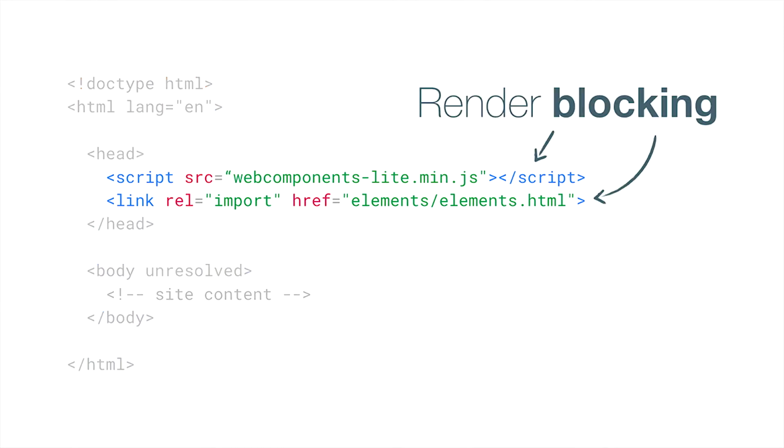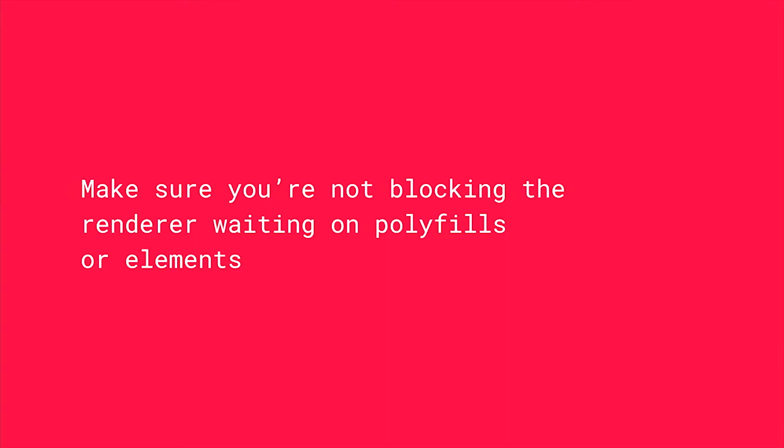But these are also render blocking, right? As most of you know, if you put a script tag in the head, it's just going to hold things up while it's doing its thing. And if you put an import in the head of your document, it's also going to hold things up. It's going to prevent rendering because it behaves basically just like a style sheet. It's trying to prevent a flash of unstyled content by being up there. But for my app, I really, really want to optimize for first paint. So the first rule that I adopted here was making sure that I'm not blocking the renderer, waiting on polyfills or elements to load in.